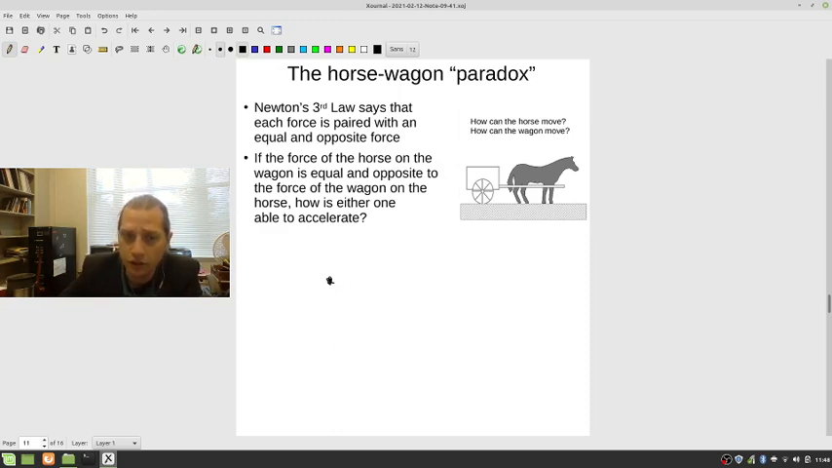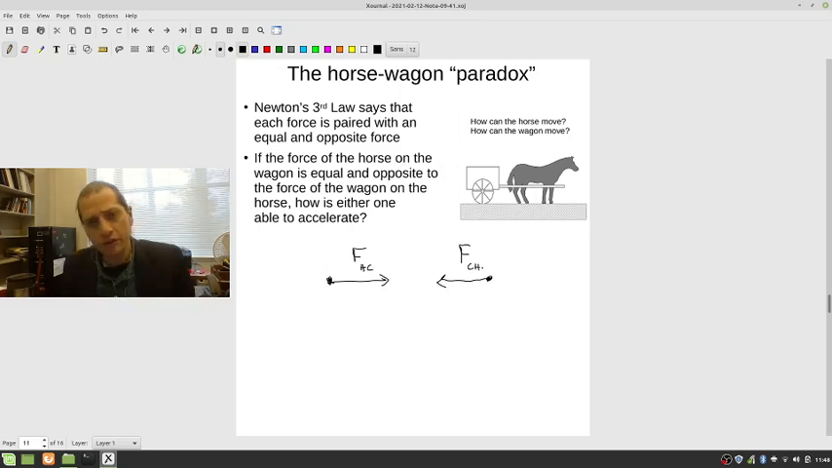Okay, so here's the force of the horse on the cart. Here's the force of the cart on the horse. Now, if you've ever seen an astronaut movie, when two astronauts are on the International Space Station and they push off each other, this allows one astronaut to go one way and the other to go the other way. It's the same thing with a rocket launch.